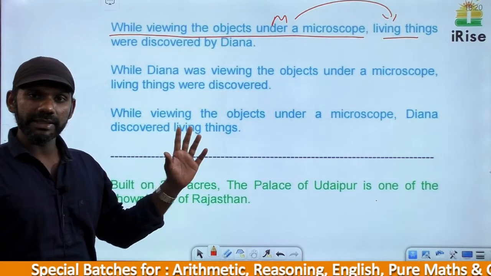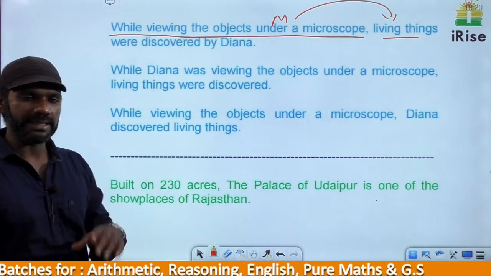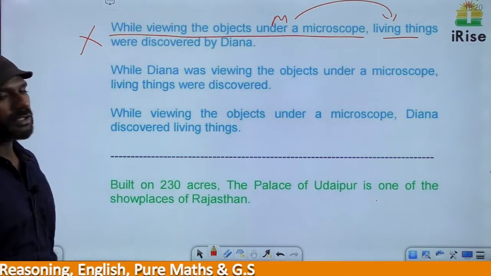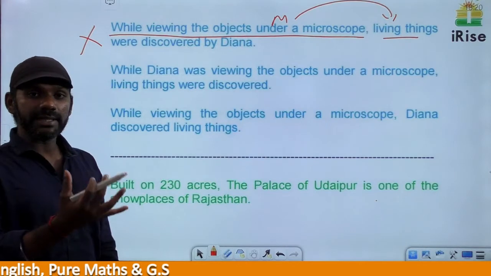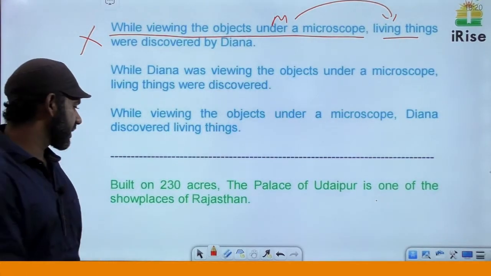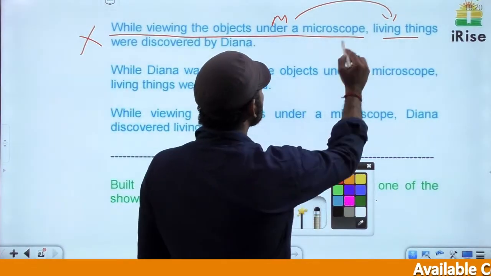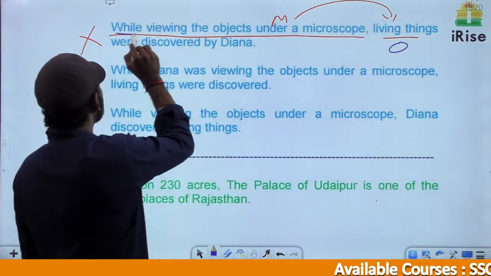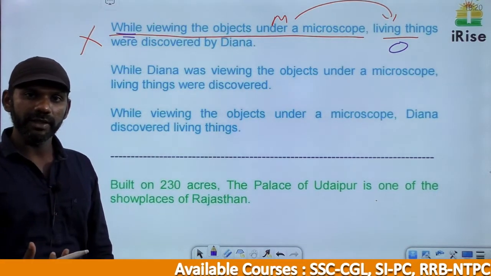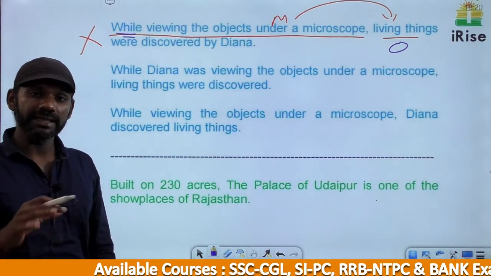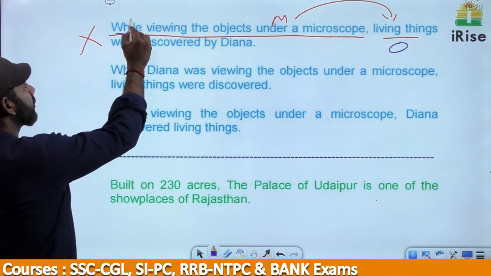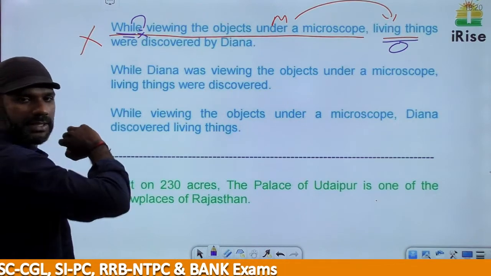Living things were viewing the objects under a microscope does not make sense. Eliminated. Now, they are itself eliminated. Grammatically correct or not? Now, living things were discovered means living things did the action or received the action? Received the action, object. Now, while is an adverbial modifier. As you know, immediately after an adverbial modifier or immediately after the clause containing an adverb modifier, the subject must appear. Immediately after while, we don't have a subject.